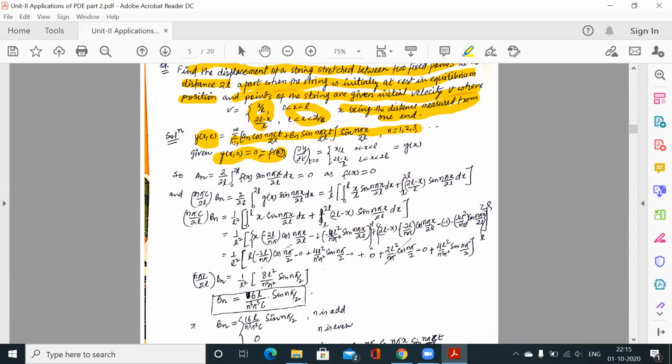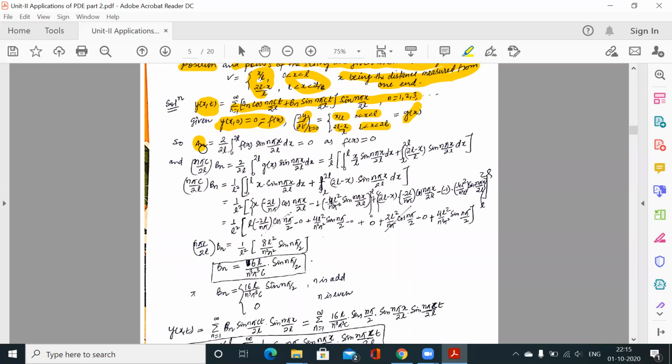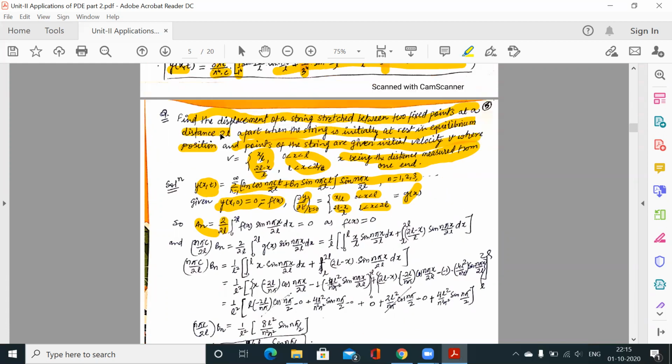y(x,0) is equal to 0, f(x) is 0 because the initial position is given as 0, and ∂y/∂t when t is equal to 0 means g(x), which is given: g(x) is x by l when x is between 0 and l, and it is (2l minus x) by l when x is between l and 2l. So how will we solve it? a_n is equal to 2 by l, but what is l now?